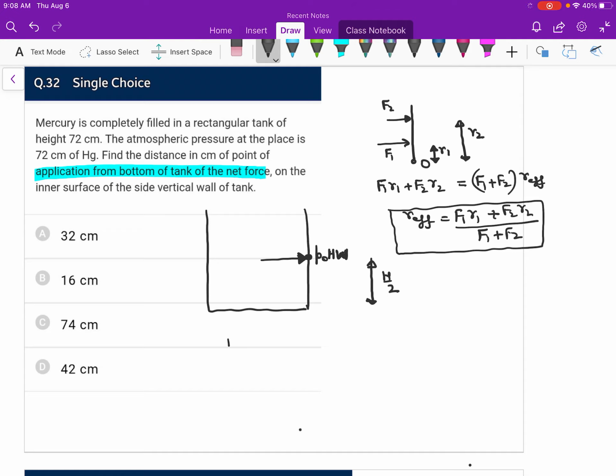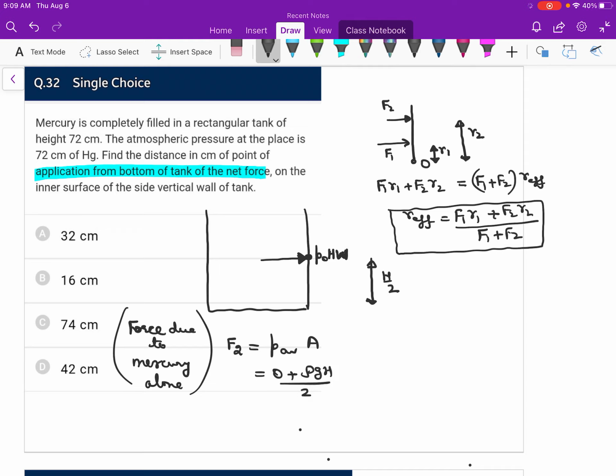Now the force due to the gauge pressure, which is because of liquid only. So force due to mercury alone is P average into area, that is (0 plus rho gh) divided by 2 into area, which is HW. So this is rho gh square W by 2. And we need to find its effective point of application. For that, we need to write down the torque about point O.